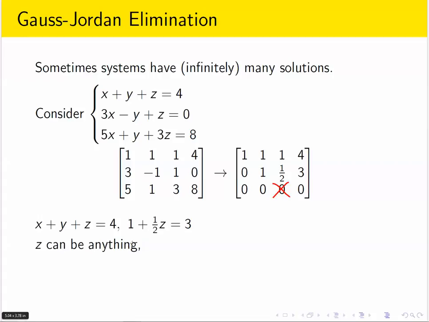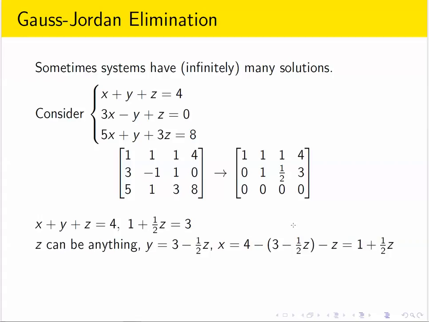Z can be anything, which means there are infinitely many solutions. So if you pick a value of z, you can plug it into this equation to get a value of y, and this equation to get a value of x, in order to find a solution. Any z you want plugged into these two equations will give you a y and an x, which all together are a solution.